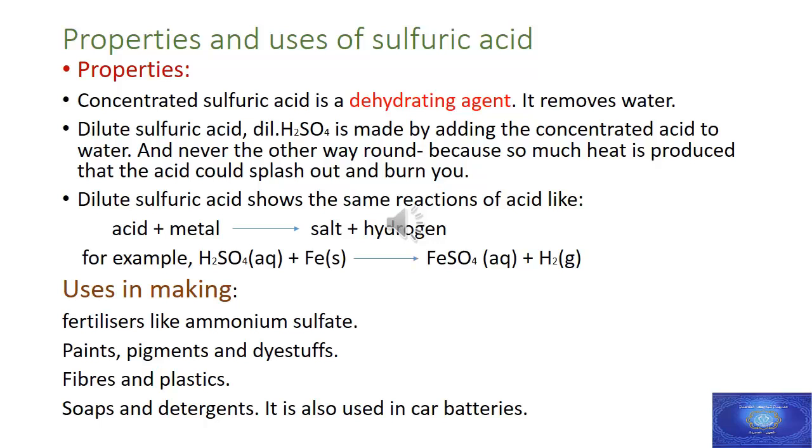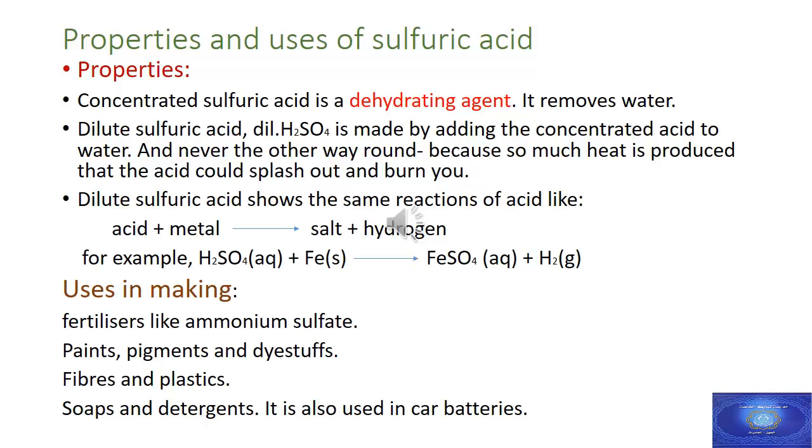The next property is that dilute sulfuric acid shows the same reactions as an acid. That is how the acid reacts with metal. Acid, when it reacts with metal, gives salt plus hydrogen. For example, when sulfuric acid reacts with iron, Fe, what is formed? Iron sulfate, FeSO4, plus hydrogen gas is evolved. So these are the properties of sulfuric acid.